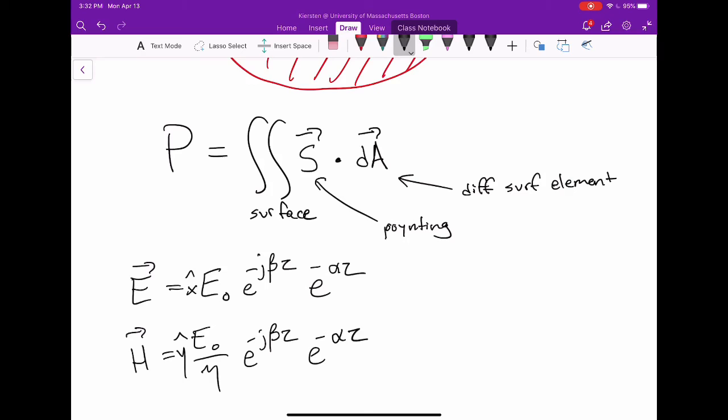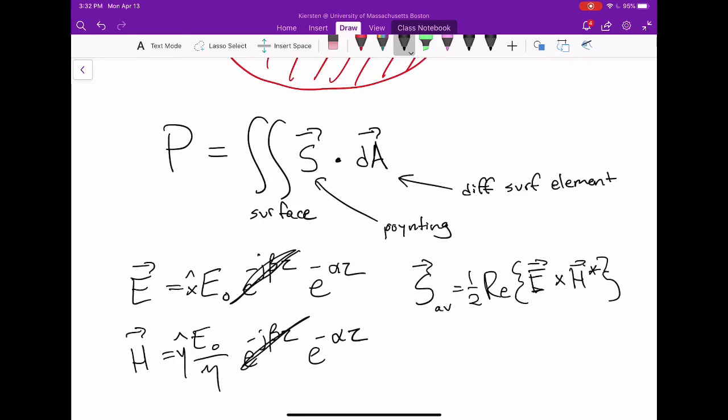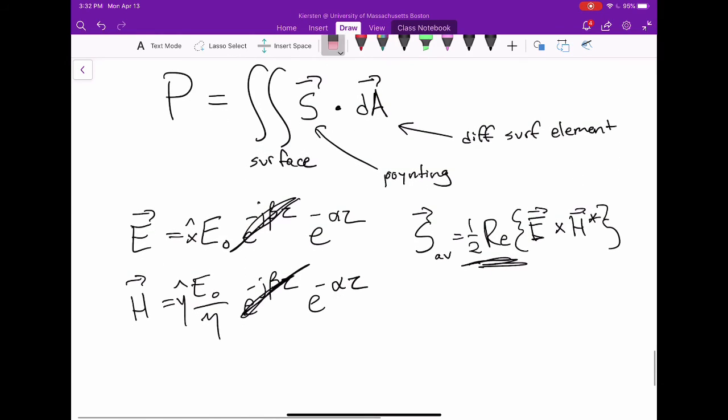So that's cool. But since the time average Poynting vector is 1/2 the real part of E cross the complex conjugate of H, the phase accumulation on here goes away. We're not going to have any complex part of our time average Poynting vector. We're just going to get a real number, which makes sense. The net power flow carried by this wave isn't going to be time varying, even though the instantaneous power flow does vary with time.